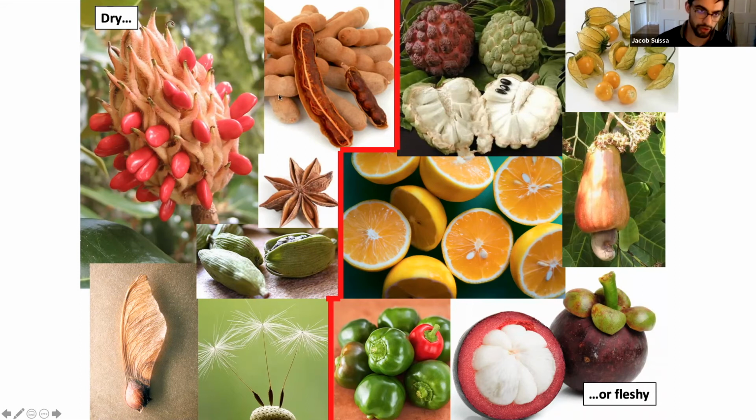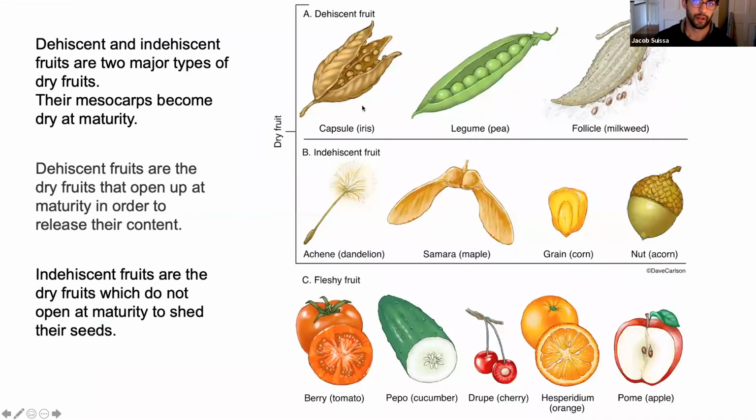Many legumes are dry fruits. Magnoliids have dry fruits, so the magnolias and stuff. Almost all sunflowers, or Asteraceae, have dry fruit. Maples, many, many things have dry fruits. And we generally categorize dry fruits, or really all fruits, in a few different ways. You can be dry and dehiscent, or you can be dry and indehiscent.